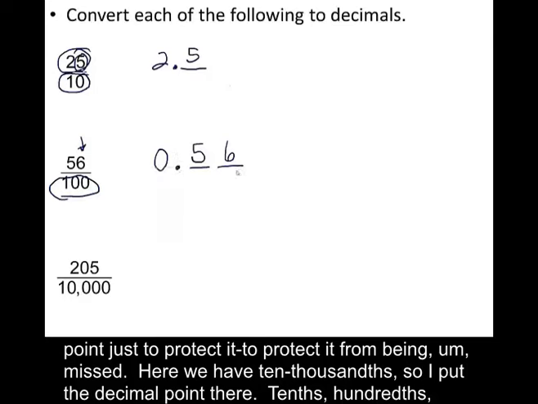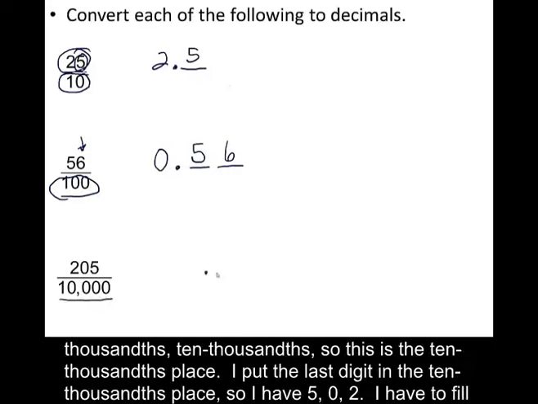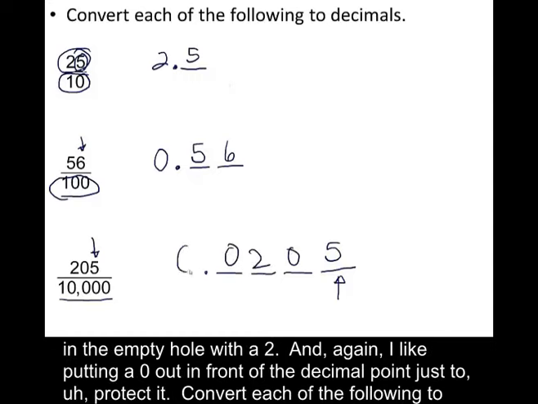Here we have 10 thousandths, so I put the decimal point there, tenths, hundredths, thousandths, ten thousandths. So this is the ten thousandths place. I put the last digit in the ten thousandths place, so I have 502. I have to fill in the empty hole with a 2, and again I like putting a 0 out in front of the decimal point just to protect it.